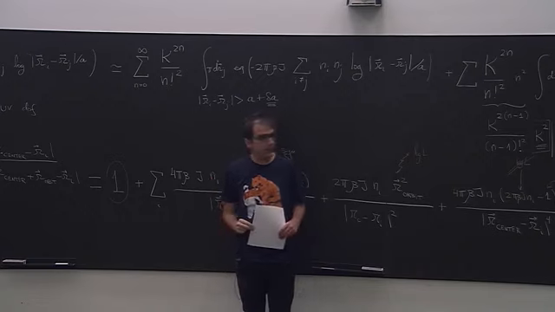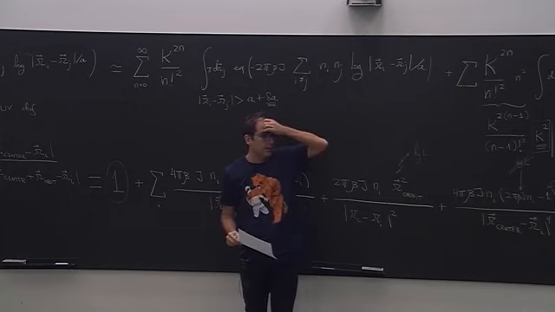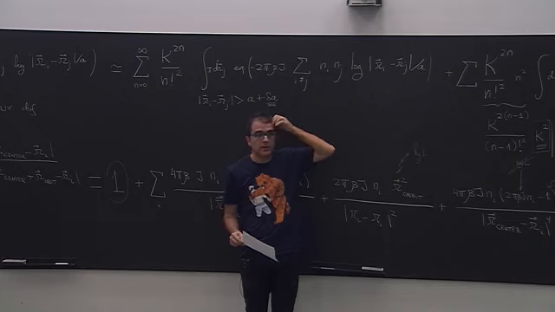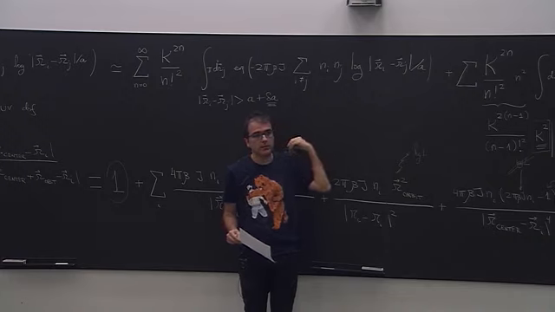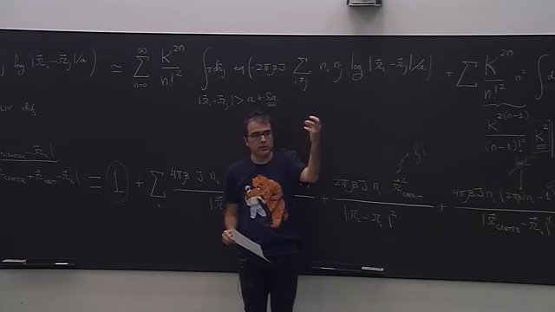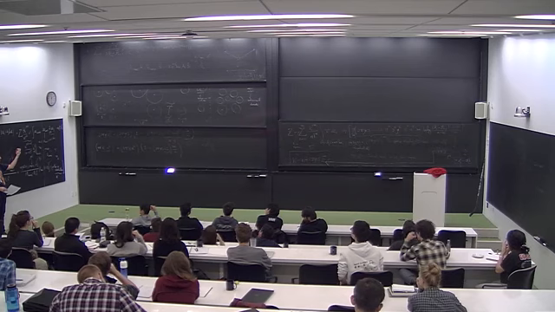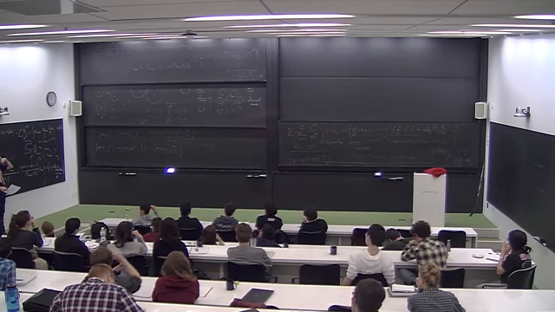Yes? I have two questions. Firstly, over here, why can you bring down that 2 pi beta j? Should that not be in the exponent? But delta A is small.